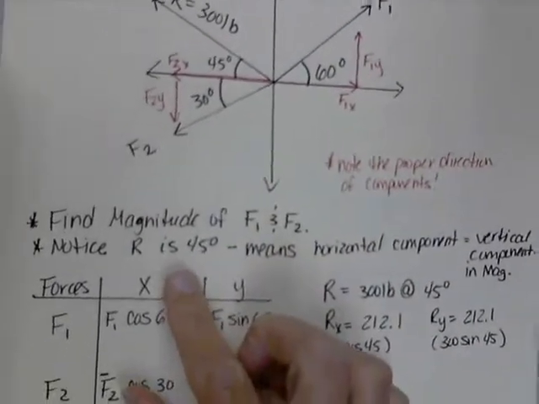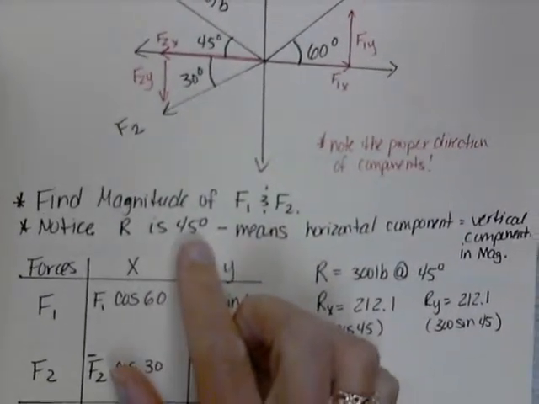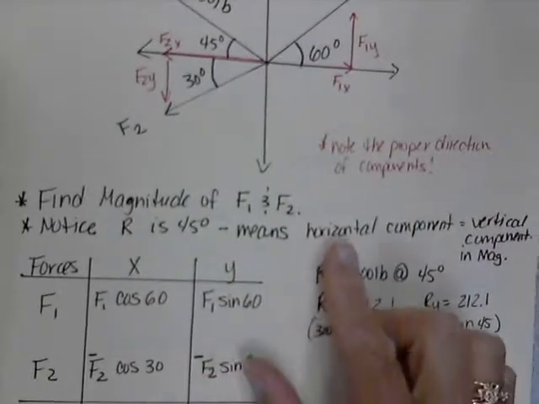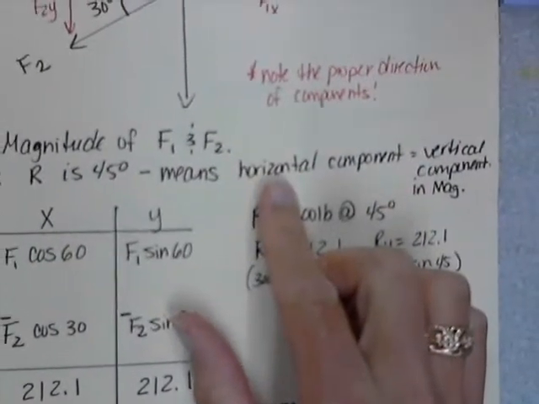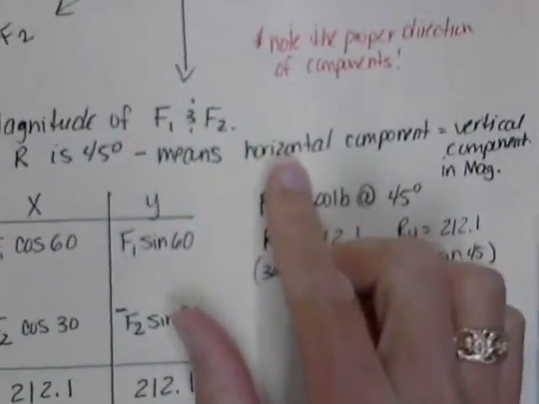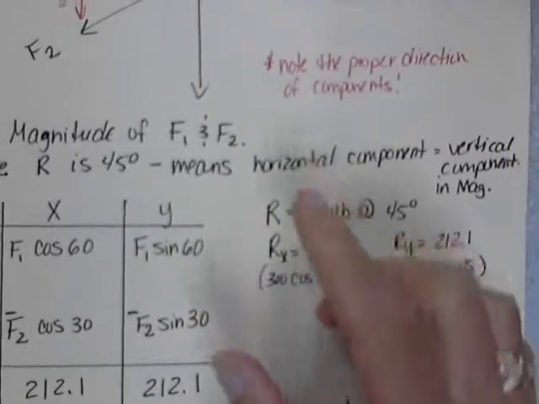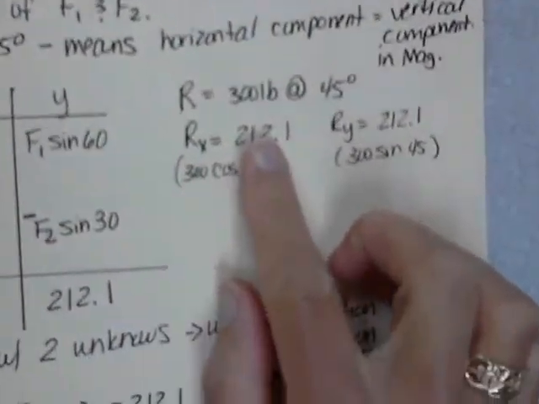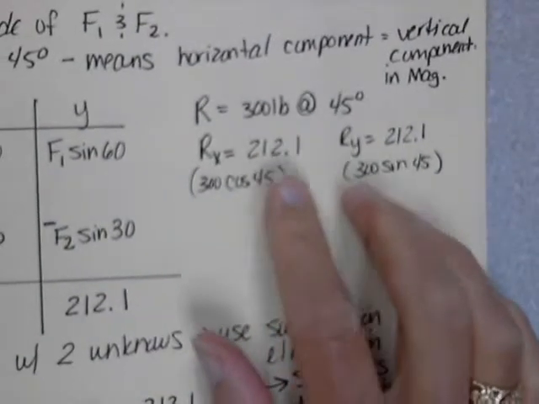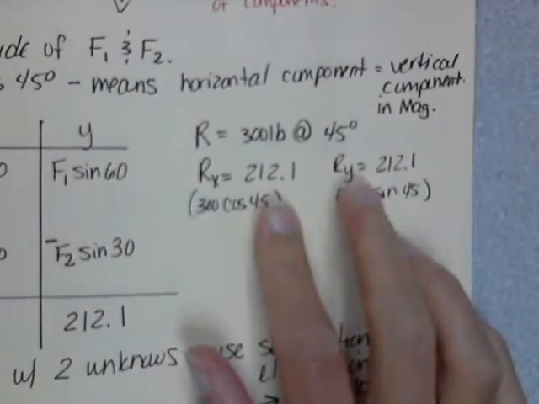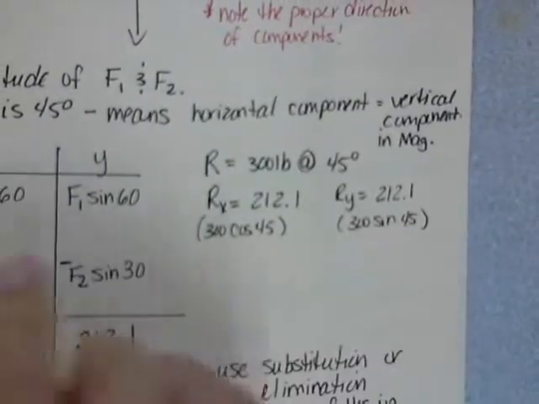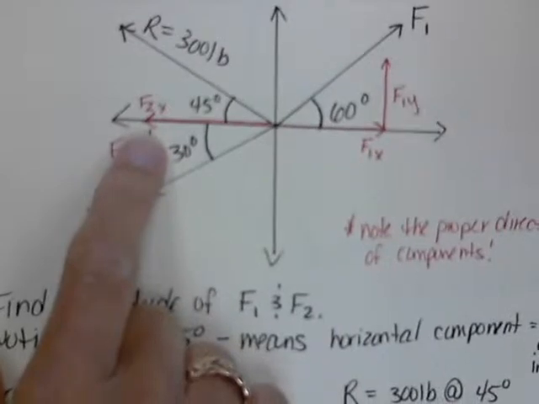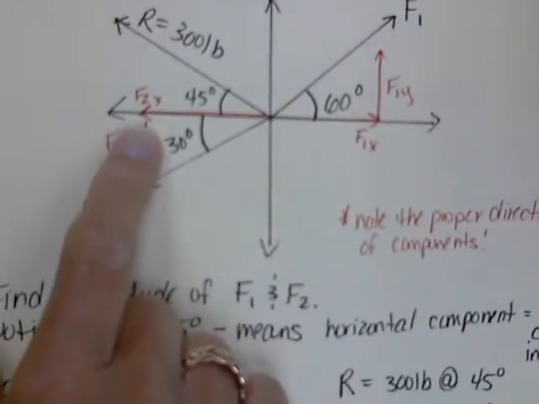One thing to note before you get started: notice that your result R is at 45 degrees. 45 degrees should clue you in that your horizontal and your vertical components are going to be identical in magnitude. So what I went ahead and did is found those values, although the same value. Your horizontal component of your resultant points left, and let's see.